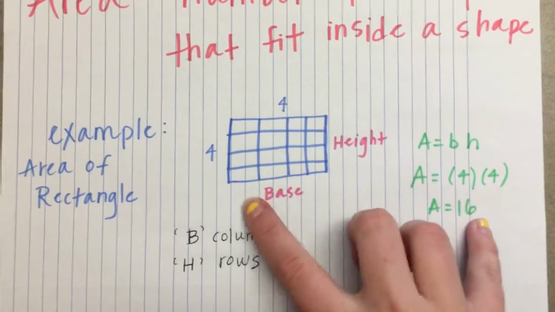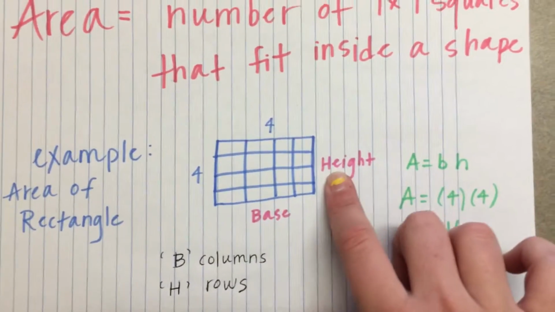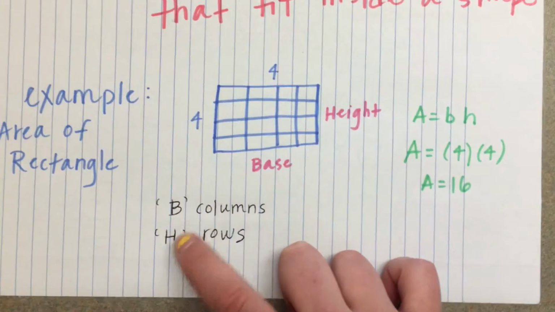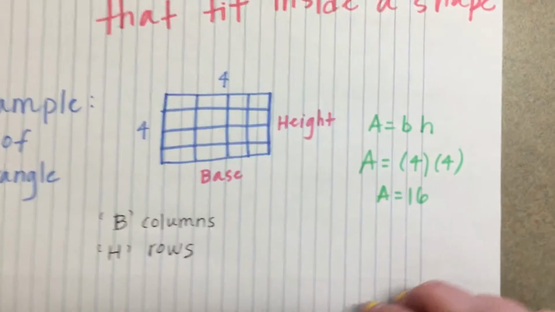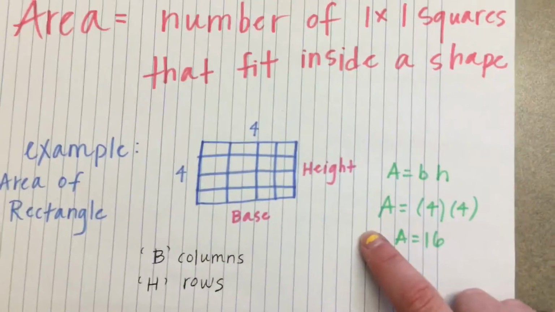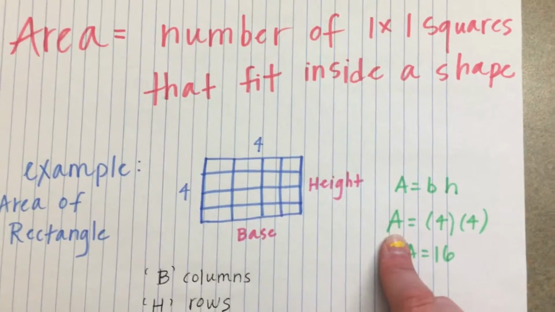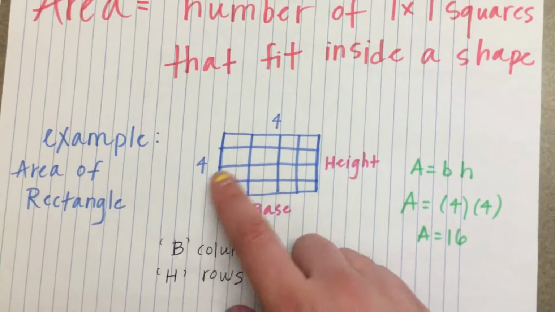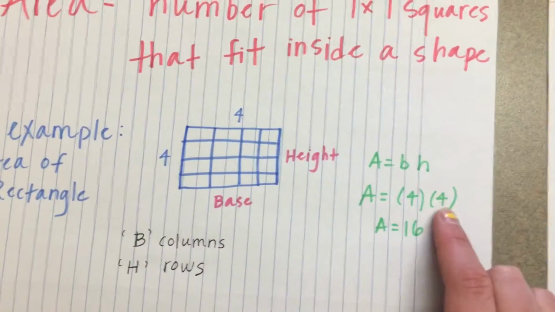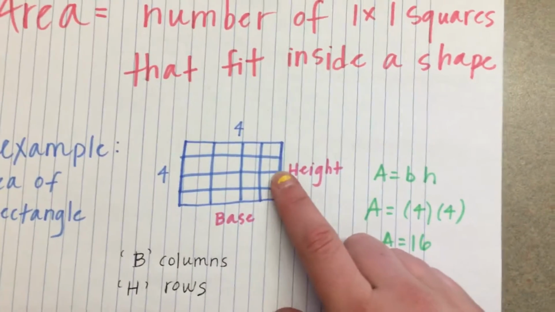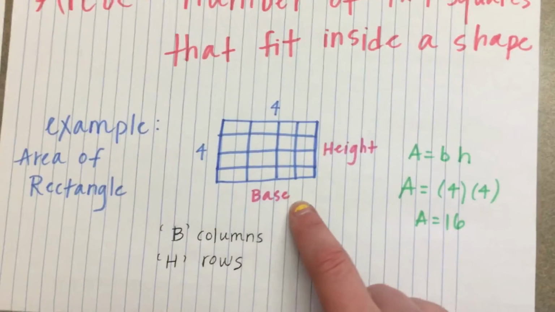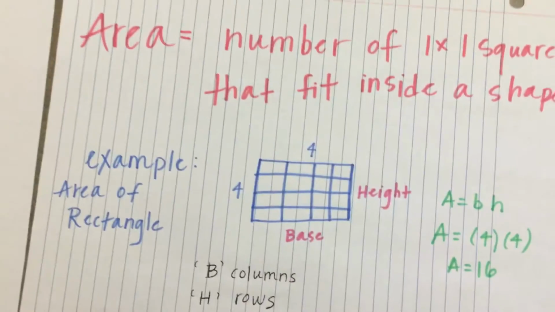With a rectangle, this is going to be my base, and this is going to be my height. So again, the base is the B columns, and the height is the H, the number of rows. So the area of a rectangle is base times height. Area equals 4, because my base is 4, and my height is also 4. So 4 times 4 is 16. So the area of this rectangle is 16.